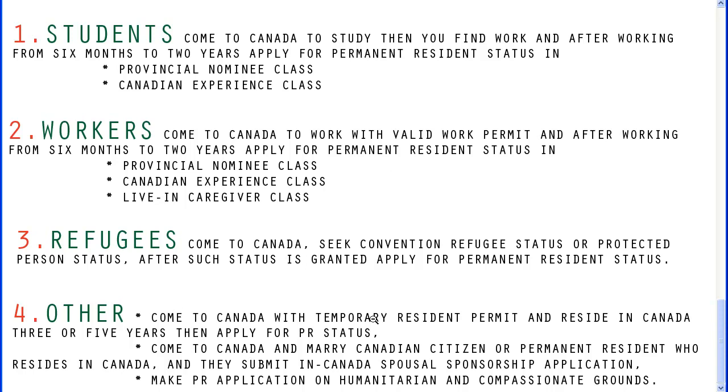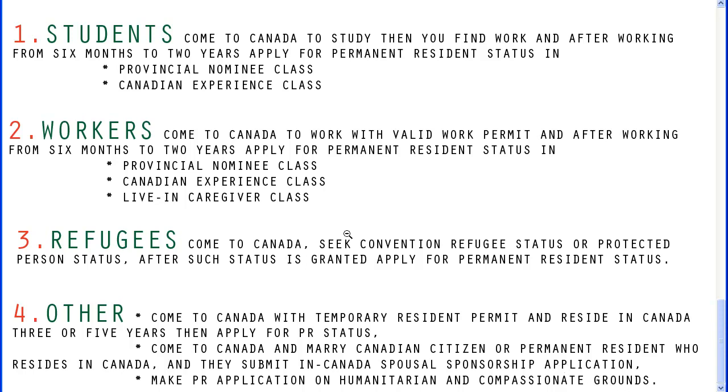If a person comes to Canada with a temporary resident permit and they reside in Canada 3 or 5 years, they can apply for permanent resident status. Or if a person comes to Canada and they marry a Canadian citizen or permanent resident who lives in Canada, they can submit an in-Canada spousal sponsorship application, and if, for example, you came to Canada and then you got married, you can stay in Canada while your application is processed. And also it is possible to make a permanent resident application on humanitarian and compassionate grounds.